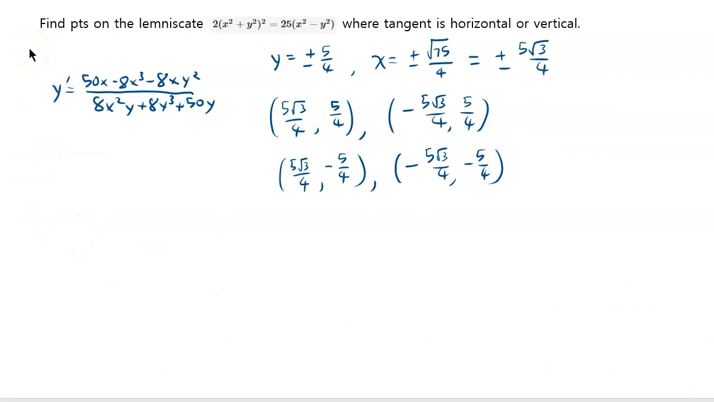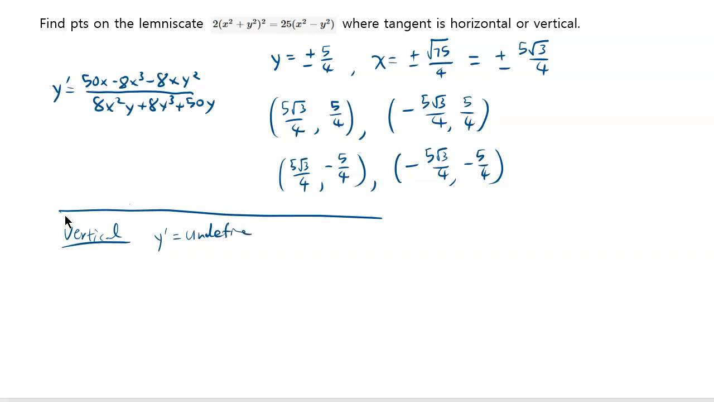All right. Now I want to find out when you have vertical tangent lines. Well, a vertical tangent line means y prime is undefined, because vertical lines have an undefined slope. Okay, so when do you get a fraction undefined? That's when the denominator is equal to 0.